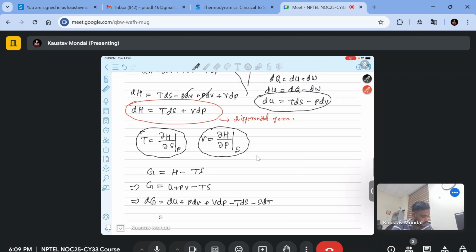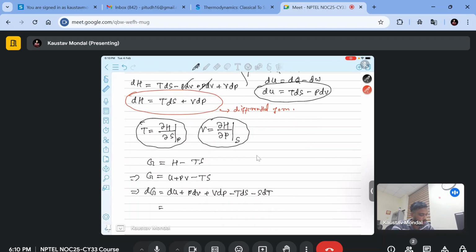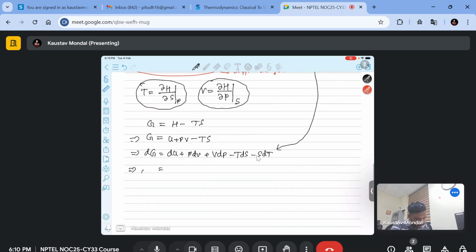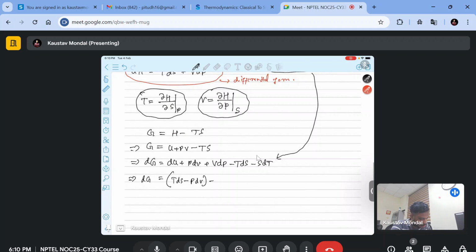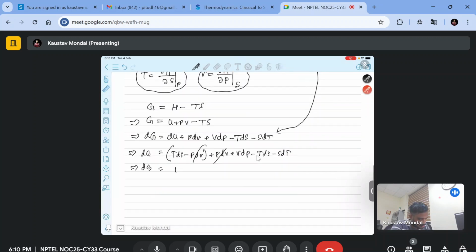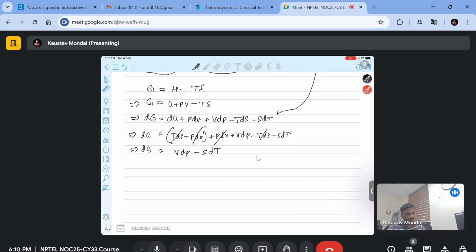Here also you can substitute the first law of thermodynamics in this expression of dG. That gives us dU as TdS minus PdV, plus PdV plus VdP minus TdS minus SdT. Now PdV will cancel out each other, and TdS also will cancel. So the whole expression is VdP minus SdT. This is the differential form of the Gibbs free energy.